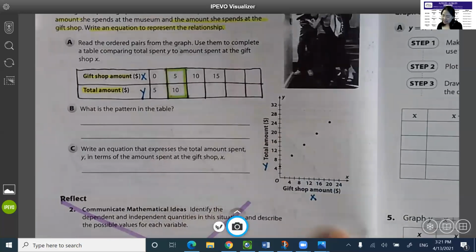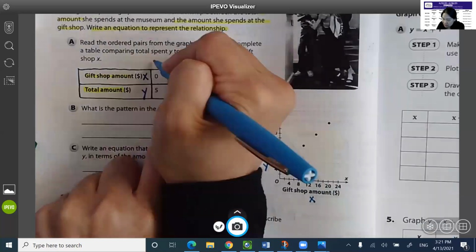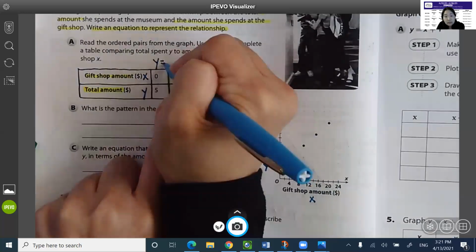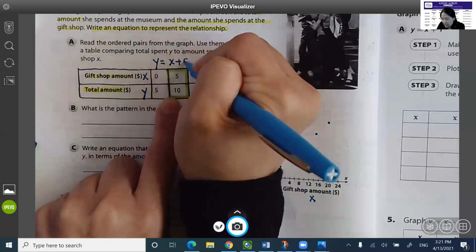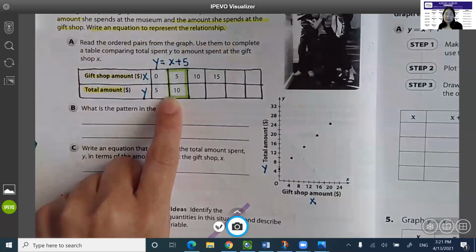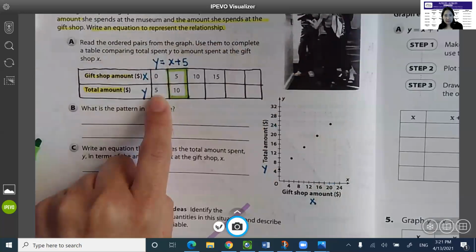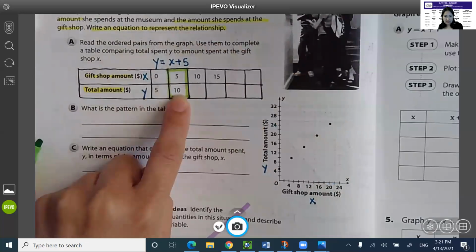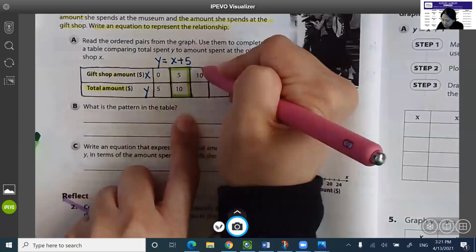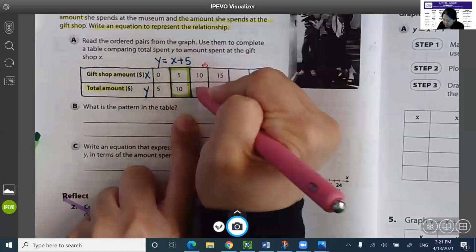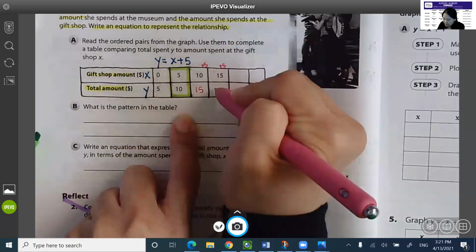So the pattern, hopefully you can see, is this: whatever X is, you need to add 5 to that to get Y. Such as 0 plus 5 gives you 5. 5 plus 5 gives you 10. So let's do the rest of the numbers. 10 plus 5 is 15. 15 plus 5 is 20.